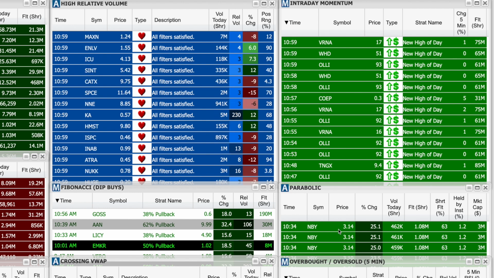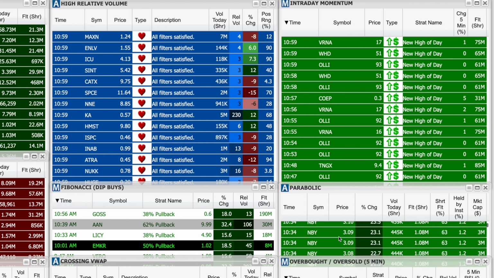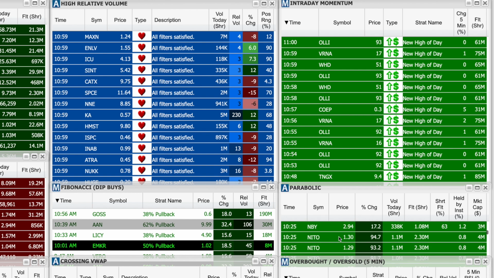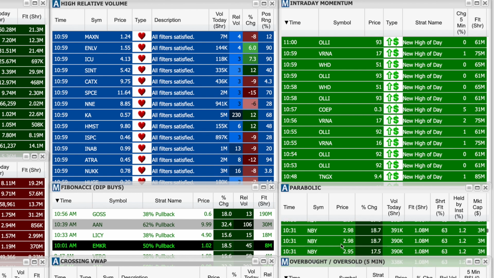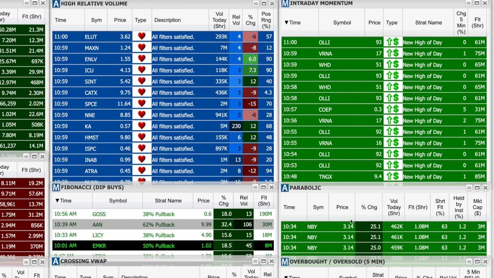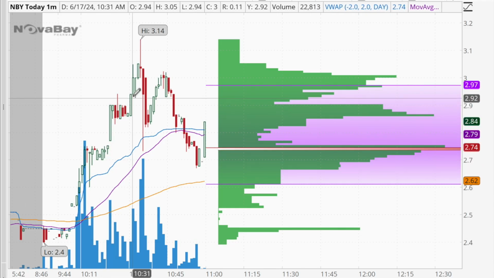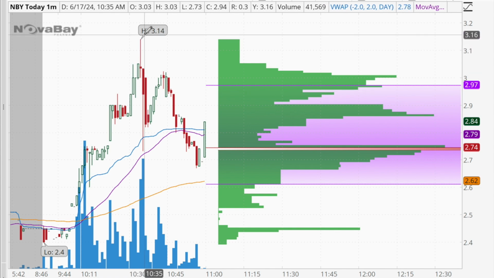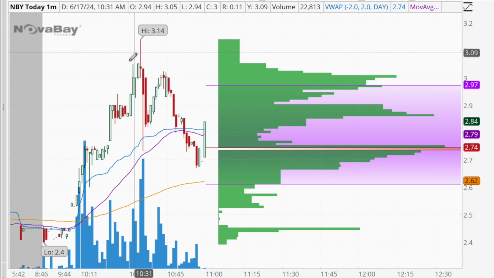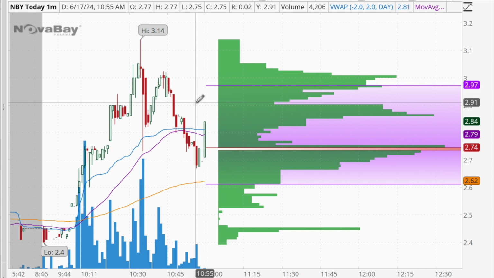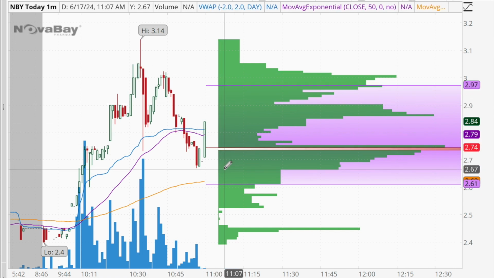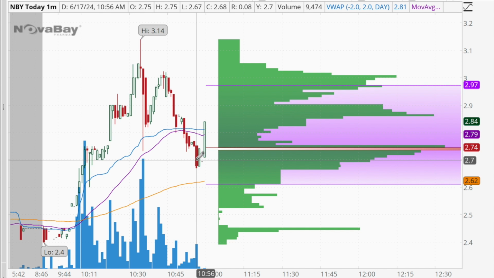So for example, we recently saw that NBY was starting to hit the parabolic scanner. It began hitting at a price of $2.94 here, all the way up to $3.14. And if we take a look here at the intraday chart, from 2.94 to 3.14 was this range up in here. So short selling somewhere up into that range would have been a profitable trade, as it since has fallen all the way down to a low of $2.67.